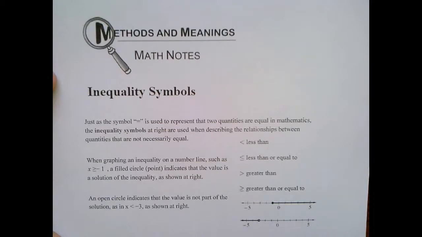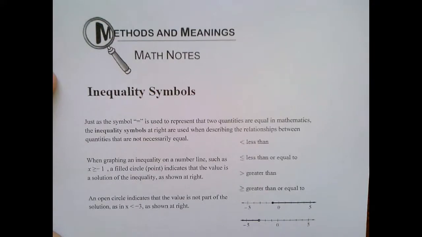So when graphing an inequality on a number line, such as x is greater than or equal to -1, a filled circle or a point indicates the value is a solution of the inequality, shown to the right. An open circle indicates the value is not part of the solution, as in x is less than -3, as shown in the right. So very similar to what we talked about on the front page.